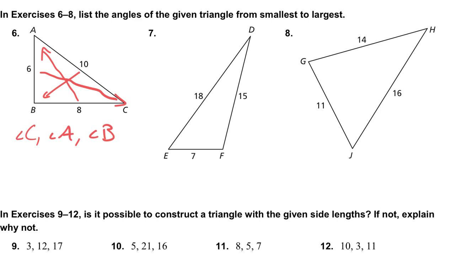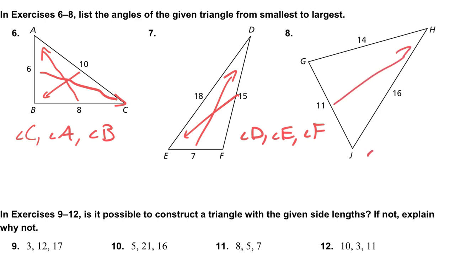So same thing for 7. My smallest number is 7, which is angle D. The next smallest is 15, which is angle E. And then we'll have angle F as our last one. And then number 8, the smallest side would be 11, which goes with H, so angle H. Next is 14, which goes with angle J. And we have 16, which goes with angle G.